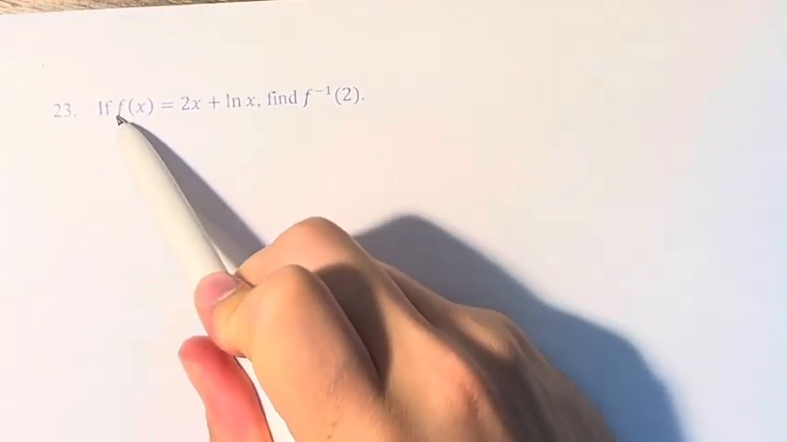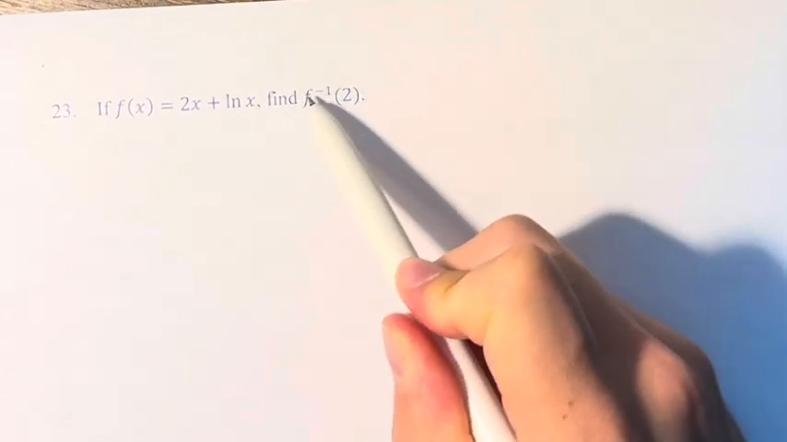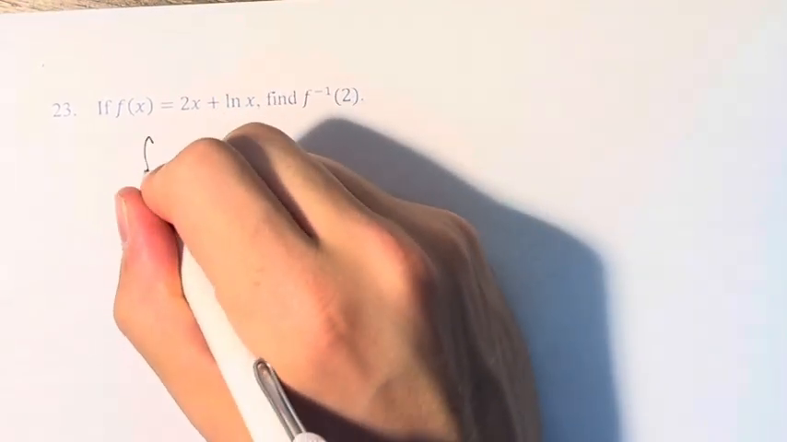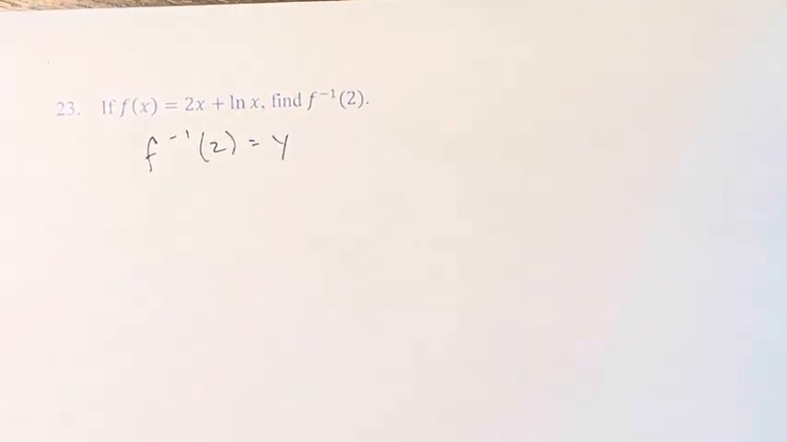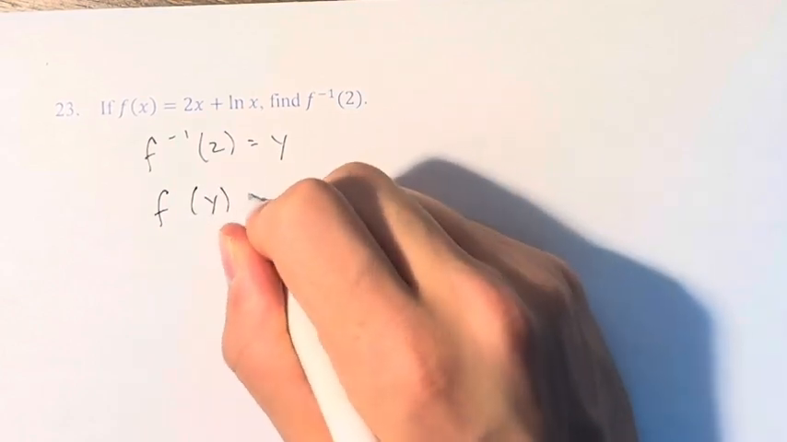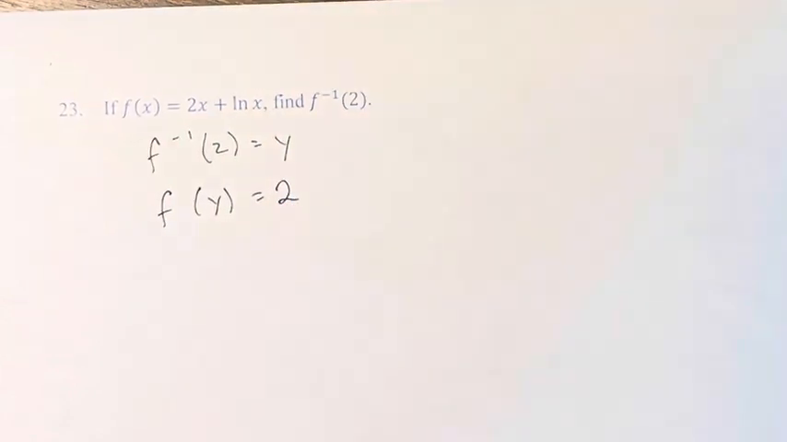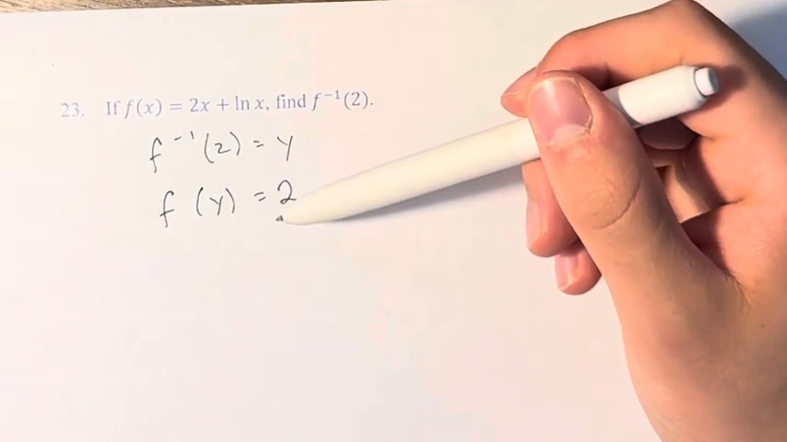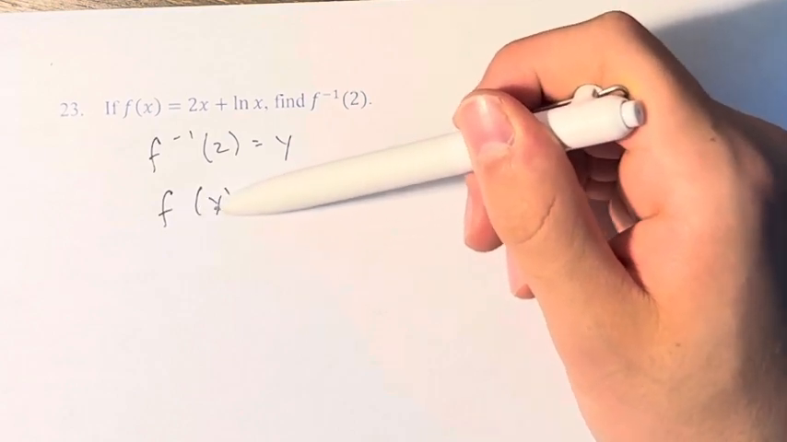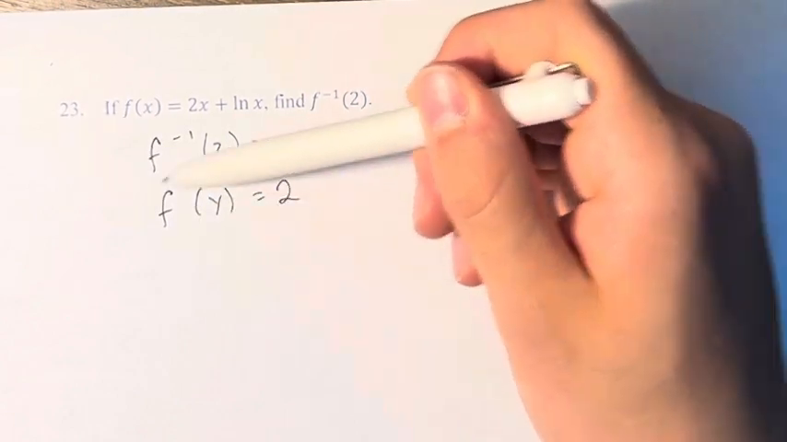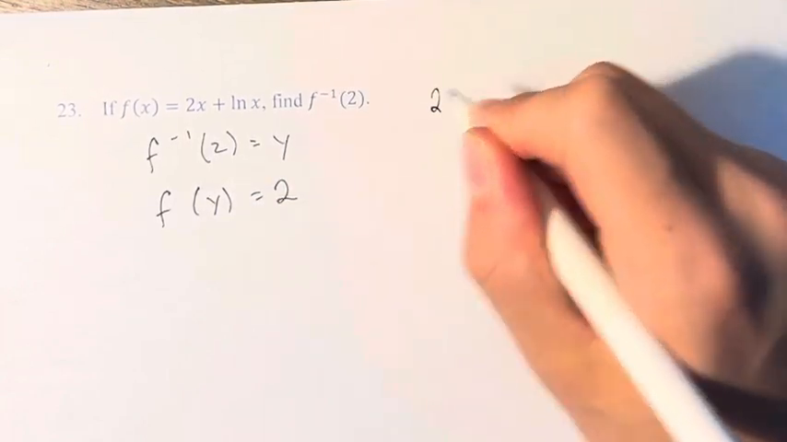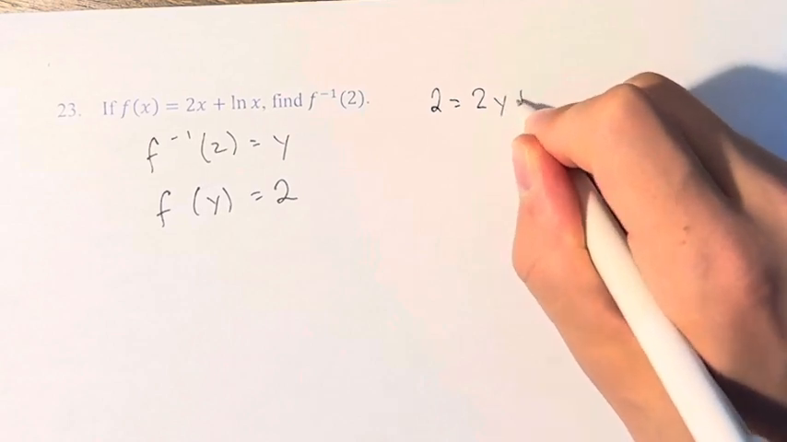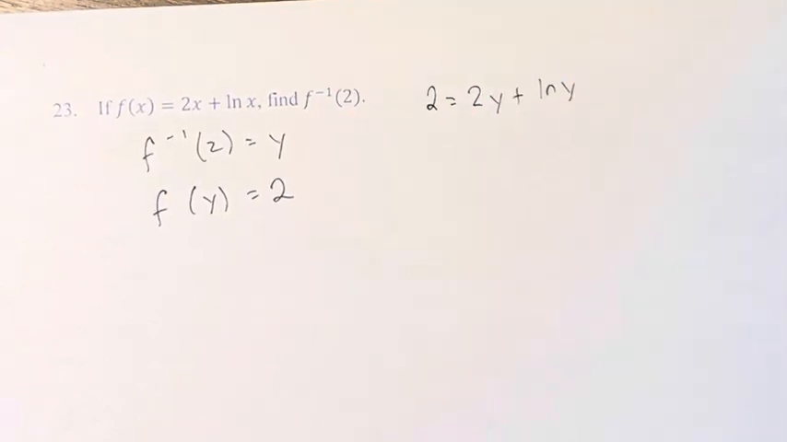In this problem we're asked: if f of x is equal to 2x plus ln of x, find f inverse of 2. So if f inverse of 2 equals some value that we want to find, let's call it y, then we know that f of y is equal to 2. So therefore we have to find a value of x where if we plug it into the original function, f of x, we get out 2. So 2 is equal to 2 times y plus ln of y for some y.